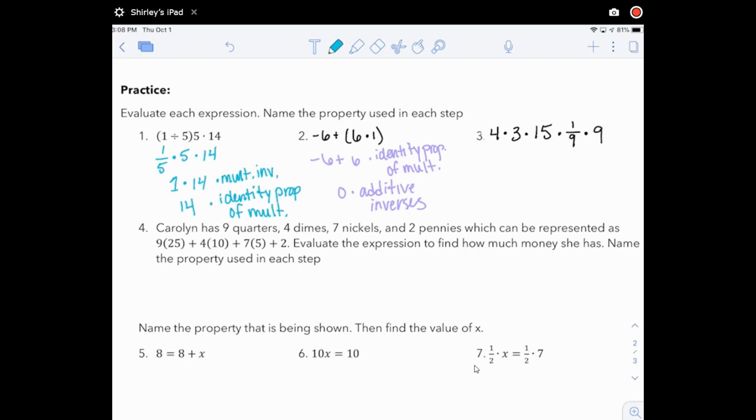So again, this is where we want to think about, well, what properties do I know? I know my associative property tells me that I can multiply whatever I want first. So I can throw parentheses around this term that I think is going to be the easiest, and I can multiply that first. 1/9 times 9, not only can I use my associative property there, I can also recognize that those are multiplicative inverses. So my first step is going to be to multiply that, and I'm going to get 1. So now I'm going to bring everything else down.